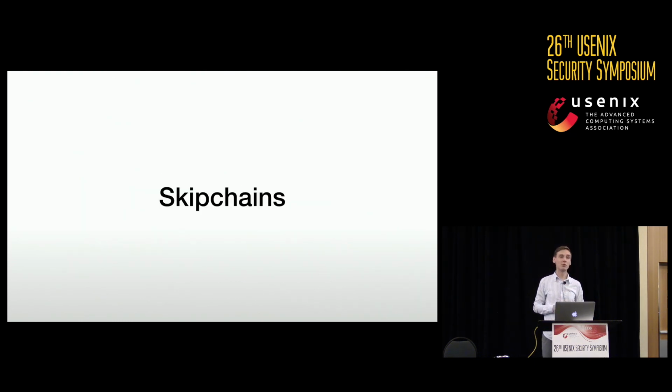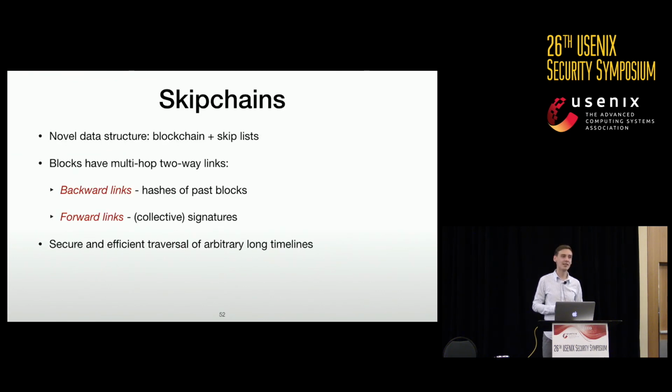So to solve that, we propose a new data structure, which we call Skipchains. Skipchains is a blockchain-like data structure, loosely inspired by skip lists, and it has 2 features. The first main feature is that, in addition to backward links, which are hashes as in a traditional blockchain, we've introduced forward links, which are collective cryptographic signatures. In our case, it's collective because we have a membership, but in, for example, a permissioned setting, it can be just a signature.